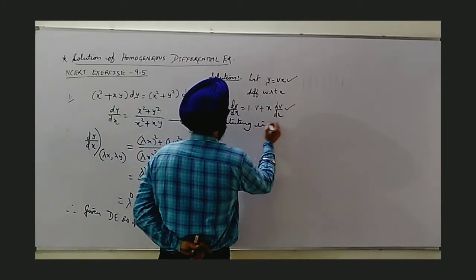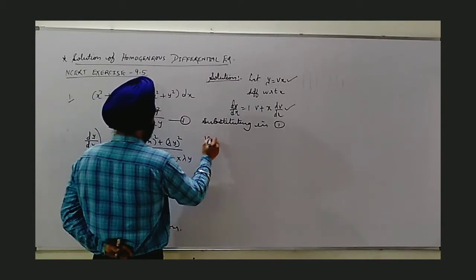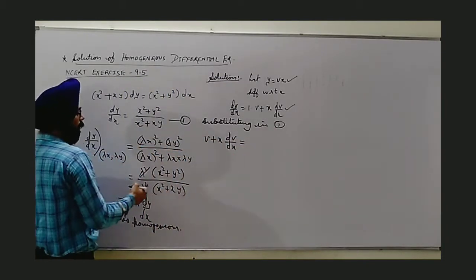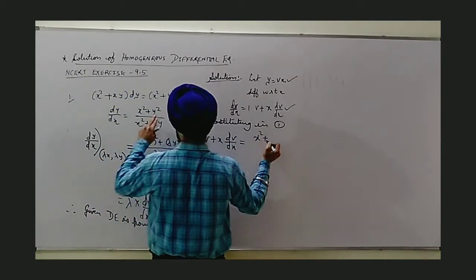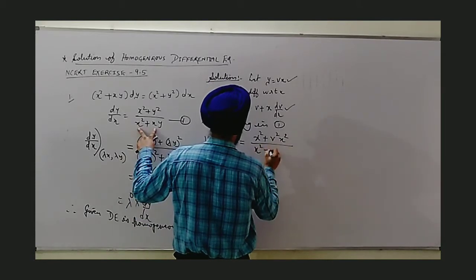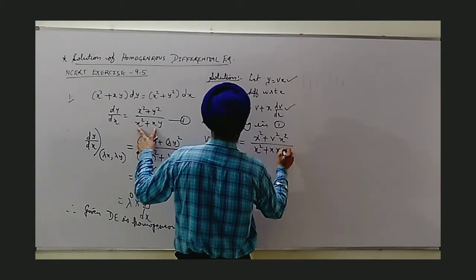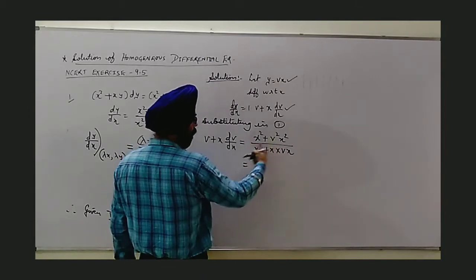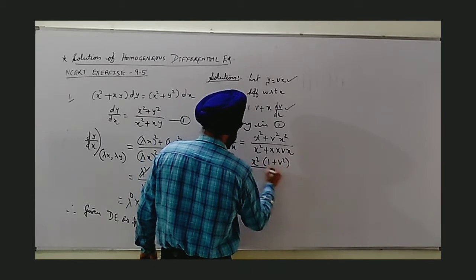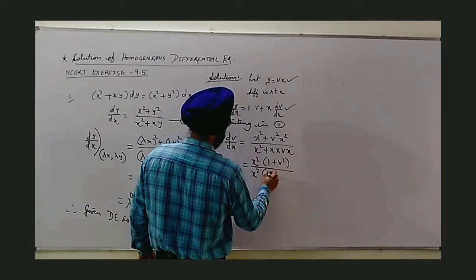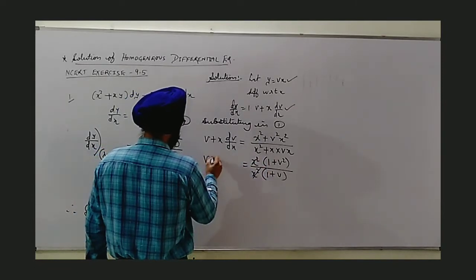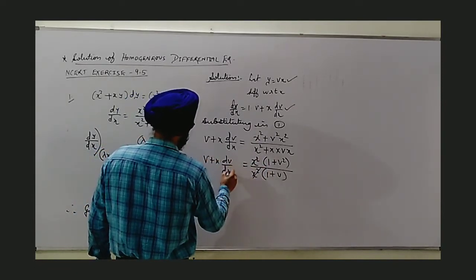values in 1. On the left hand side we find v plus x dv by dx equal to, on the right hand side, x square, with y square replaced by vx, so v square x square upon x square plus x into vx. Now we can see that in both numerator and denominator x square is common. We are left with this much. X square cancelled out. The left hand side is written next.